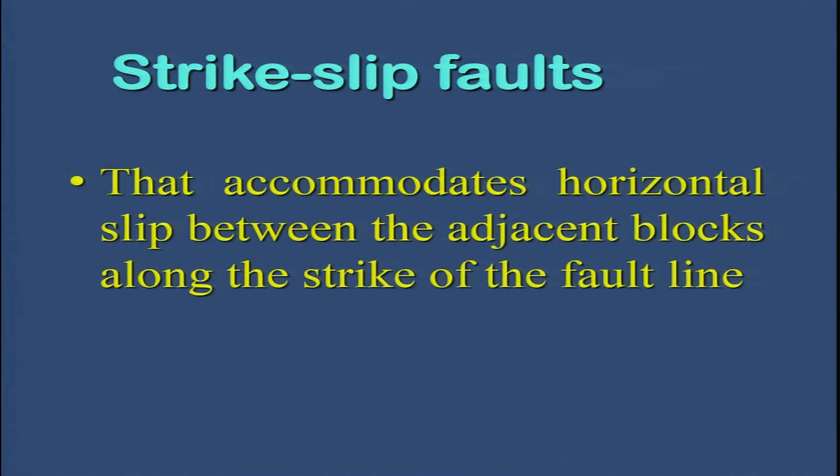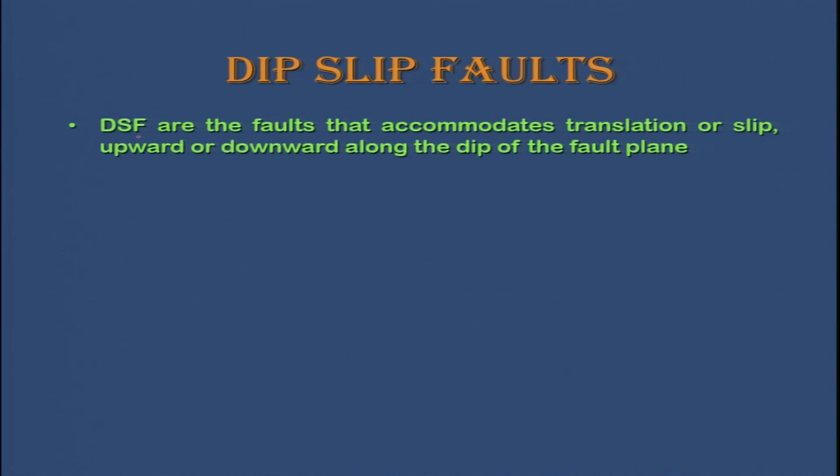So based on this, the faults have been classified. One is a strike slip fault that accommodates horizontal slip between the adjacent blocks along the strike of the fault line. Then come the dip slip faults. Dip slip faults are the faults that accommodate translation or slip upward or downward along the dip of the fault plane.